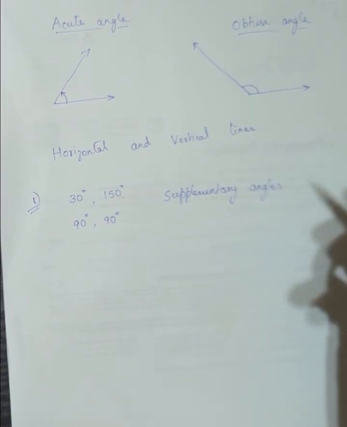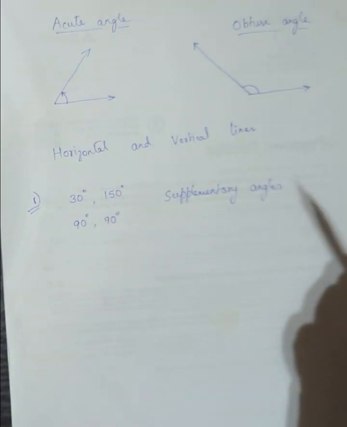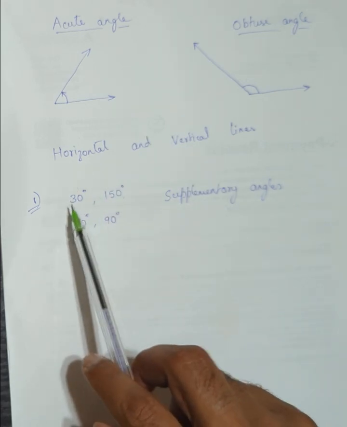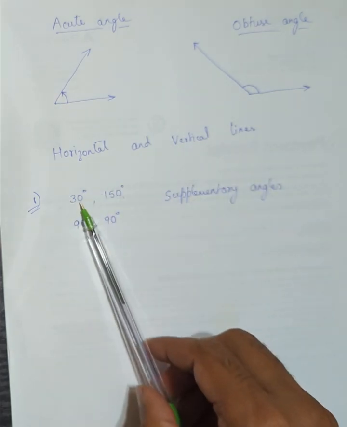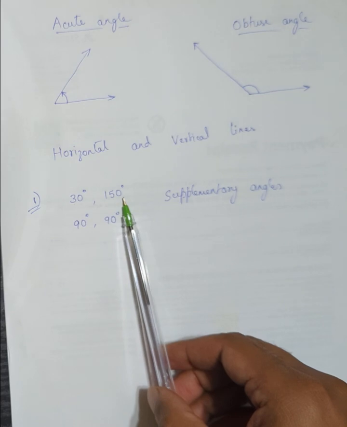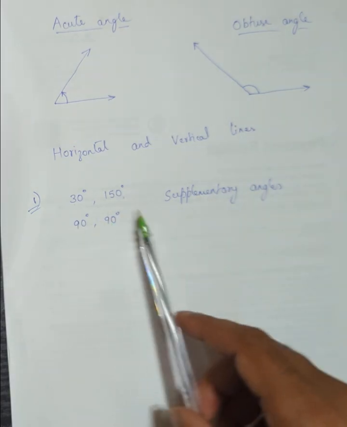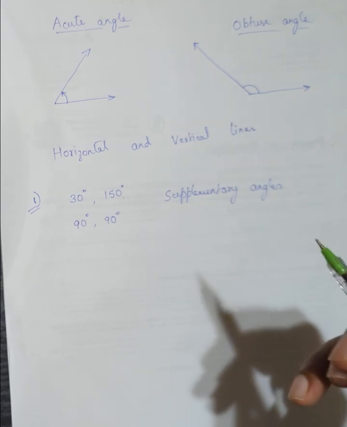So what are supplementary angles? Two angles that add up to 180 degrees. And then one is called the supplement of the other. So 30 degrees is a supplement of 150 degrees and vice versa. And notice 90 degrees is its own supplement.